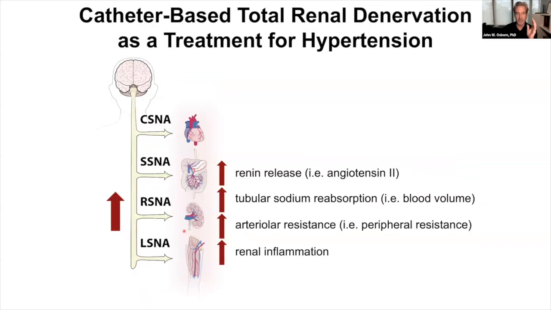That's the basic concept. And we know that if you increase the nerve activity to the kidney, you cause all kinds of things that increase blood pressure. You activate the renin-angiotensin system. You cause sodium reabsorption. You constrict the vessels in the kidney. And there's a lot of data now, and I'll show a little bit, that you can cause renal inflammation. So very simply, the concept is let's interrupt those neural pathways to the kidney. Let's reverse all of those and treat high blood pressure.